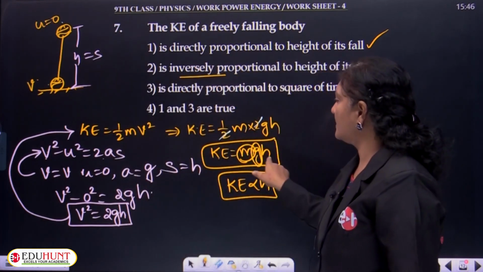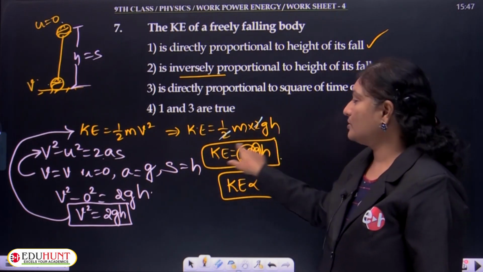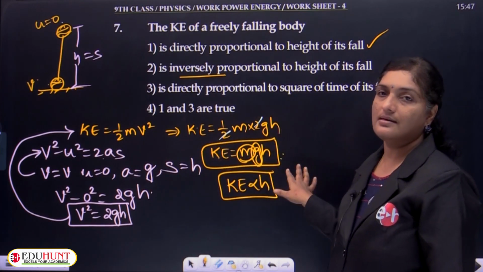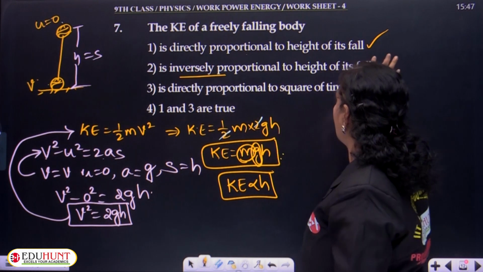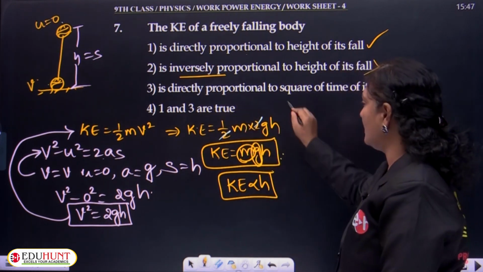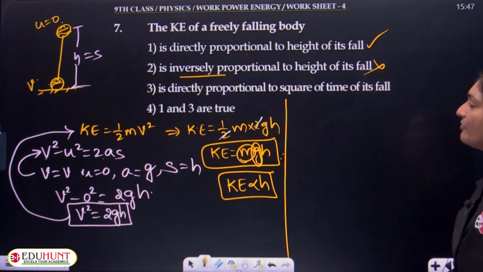Is it directly proportional to h or inversely proportional? Directly means both should be in the numerator. Inversely means one is in the numerator and the other is in the denominator. So it is directly proportional. So this statement is of course false. Let us check whether the third option is true or not: is it directly proportional to the square of the time of its fall?